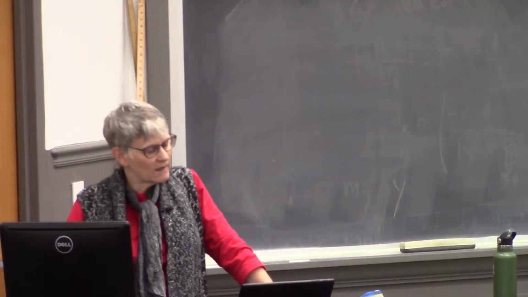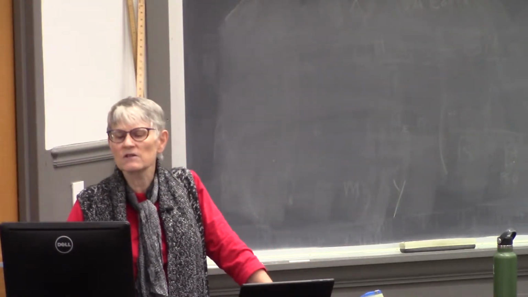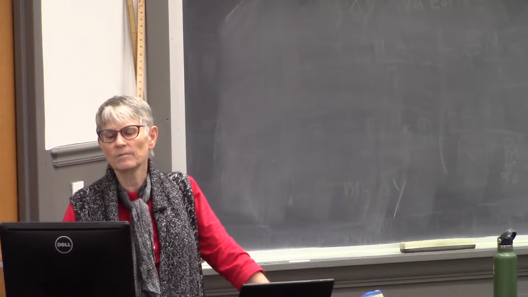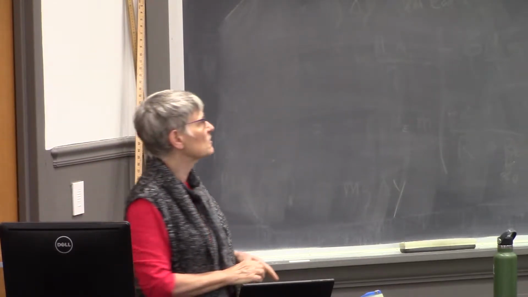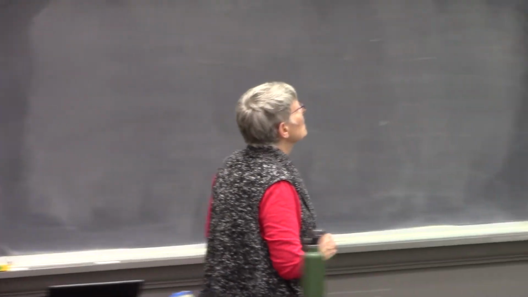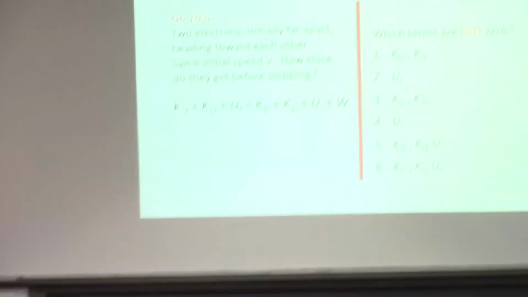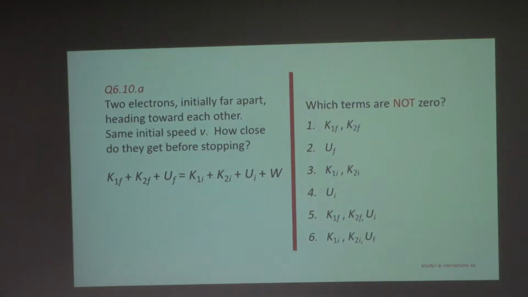Okay, so we can use this to solve problems. Suppose the problem we had was we have 2 electrons that are far apart and they're heading straight toward each other with some initial speed v. And the question is, how close do they get before they come to a stop? So what's the distance of closest approach?